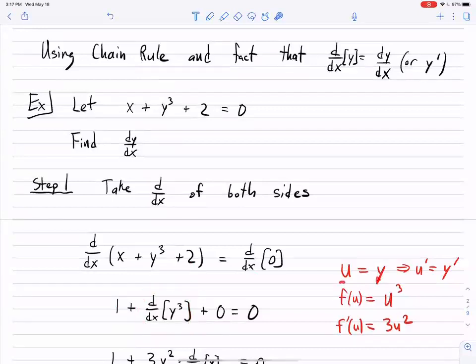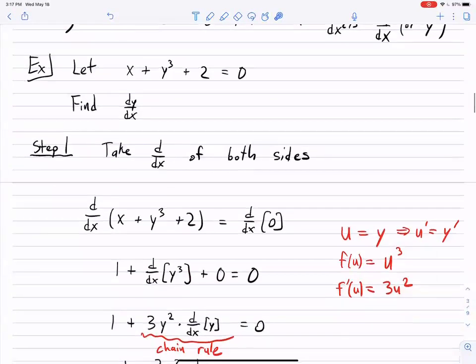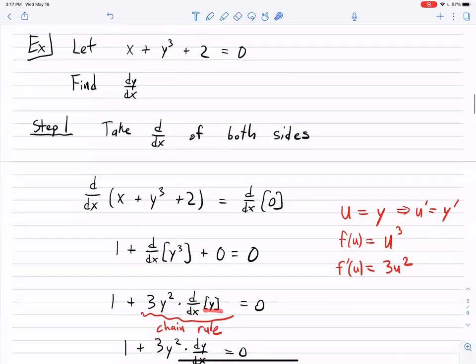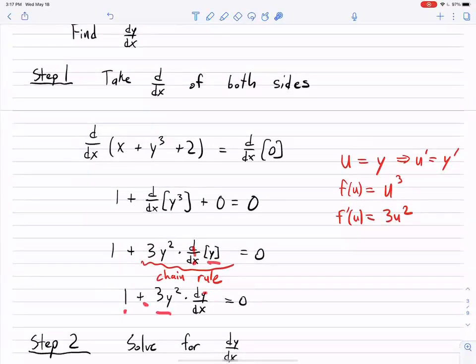Well, what if we let u be y, then u prime is y prime, and the outside function is u cubed, and f prime of u is 3u squared. So what we do is take the derivative of the outside function, which is u cubed, and that's 3u squared, and then you plug in y, and then you multiply by d dx of y, right? We take the derivative of the inside function, but d dx of y is just dy dx, and so we get 1 plus 3y squared times dy dx equals 0.